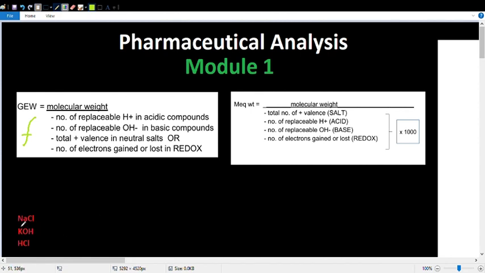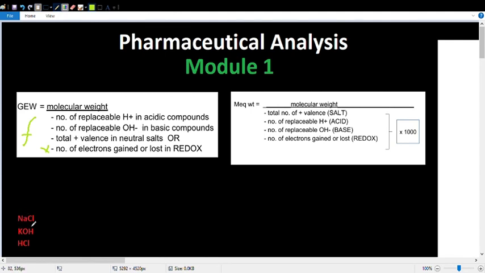Let's start with NaCl, or sodium chloride. The first step is to identify it. Is it an acid, a base, a salt, or is it involved in a redox reaction? Actually, the redox reaction we will discuss later in other videos.